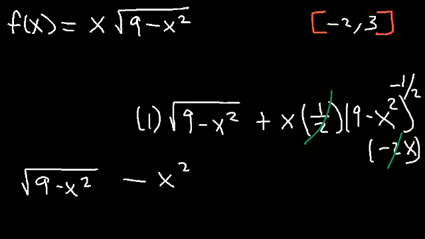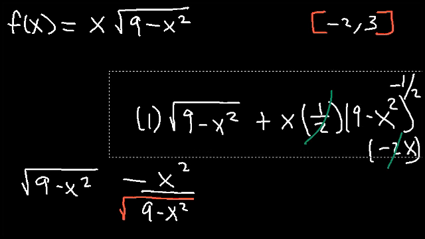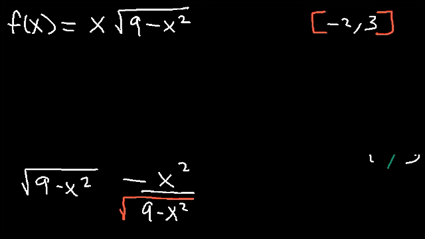And notice that the 9 minus x squared is raised to the negative 1/2. So let's bring it back to the bottom, where the negative exponent will now be positive. So instead of writing it as 9 minus x squared raised to the 1/2, we can simply write it as the square root of 9 minus x squared. Now at this point, you don't want to set the first derivative equal to 0 just yet. You still need to do some work here. You want to combine it into a single fraction.